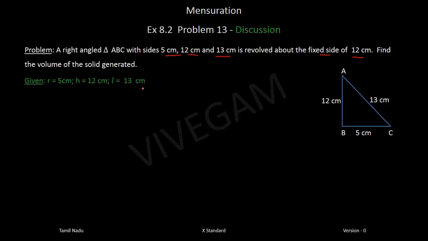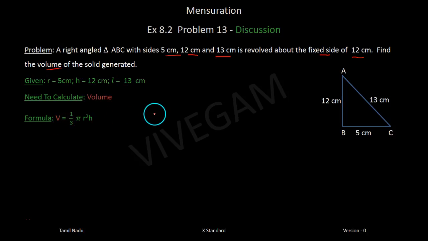Now what are we asked to calculate? We are asked to calculate the volume of the solid generated, that is the volume of the cone. It's a cone which will get generated. Okay, so let's list the formula. Volume of the cone is 1/3 pi r squared h. Now it's very simple. All you need to do is substitute the value of r, which is 5 centimeter, and h, which is 12 centimeter, and calculate the value of the volume.